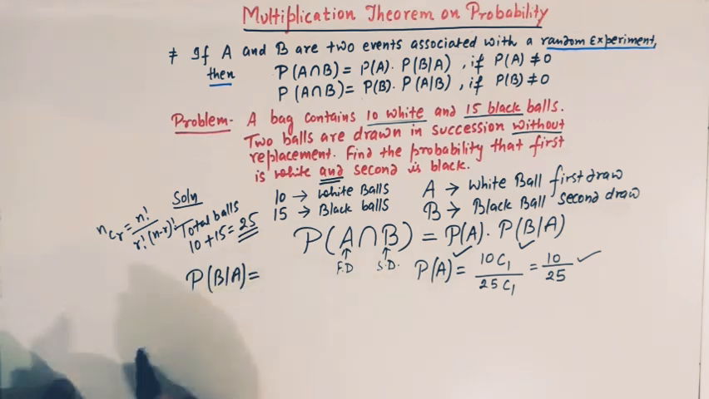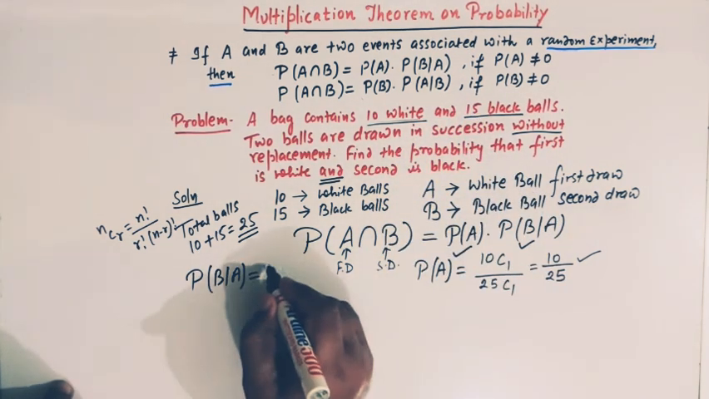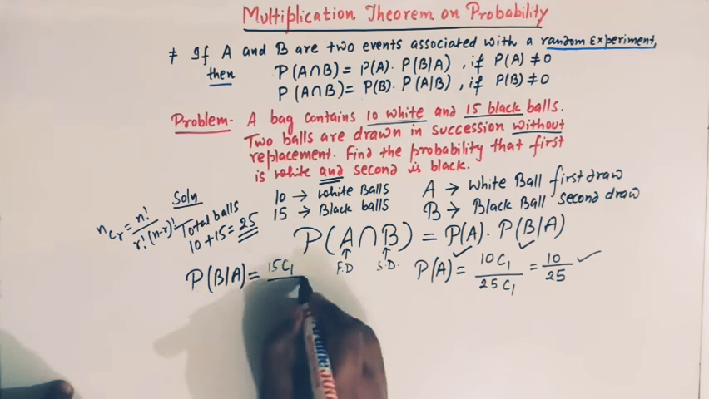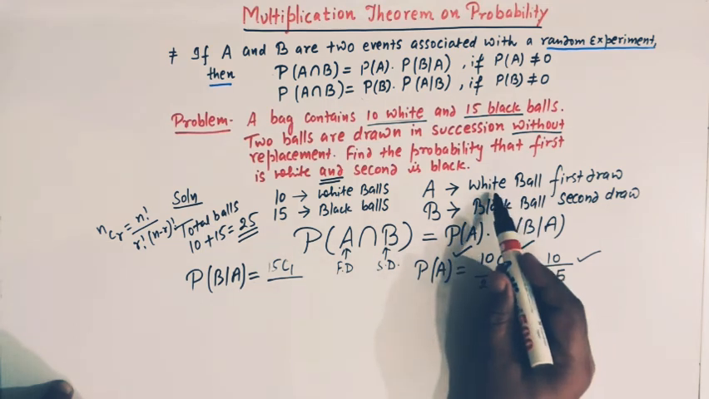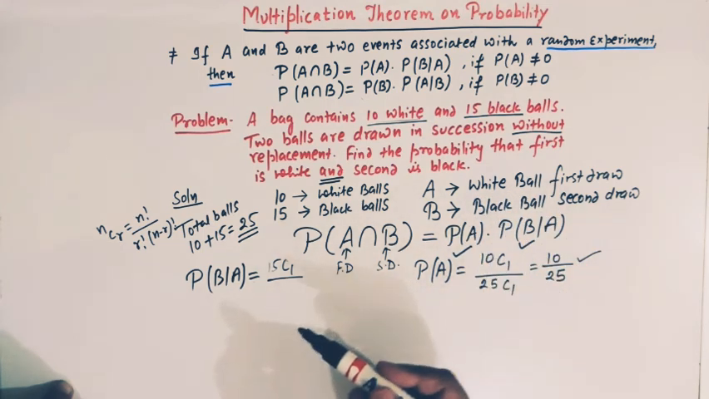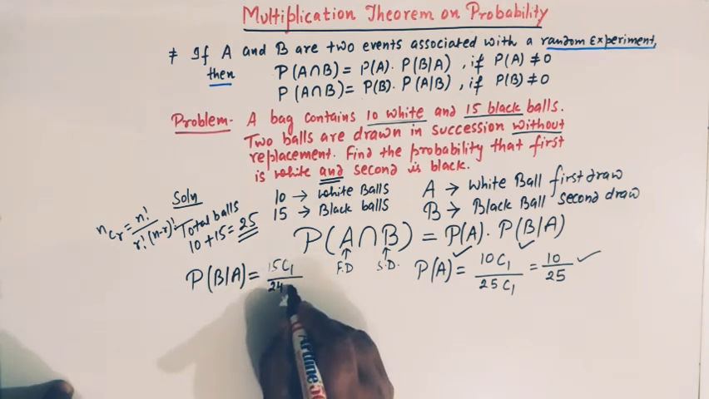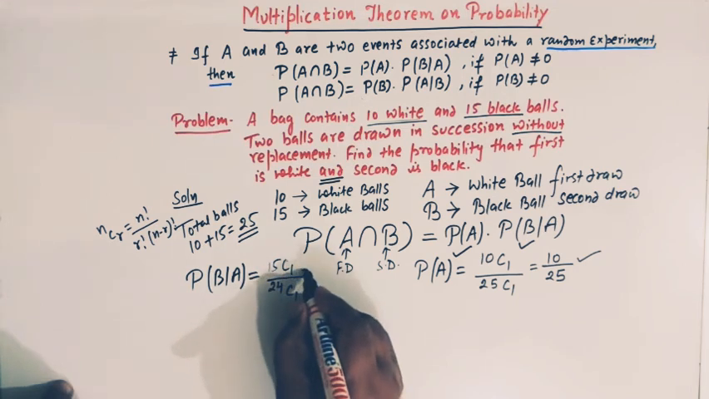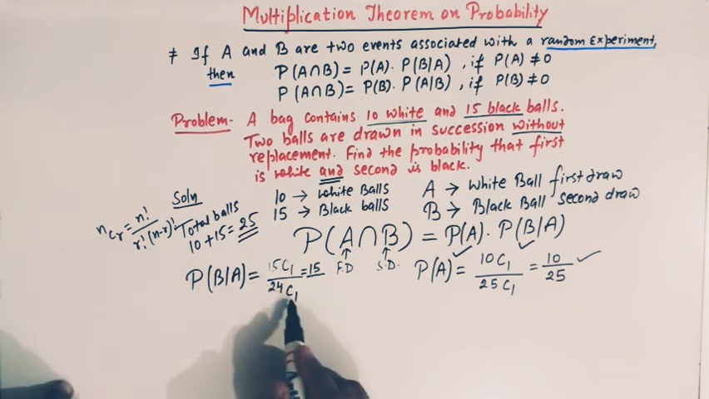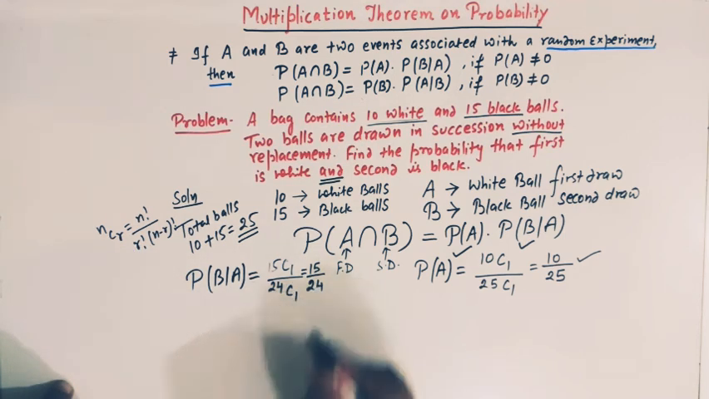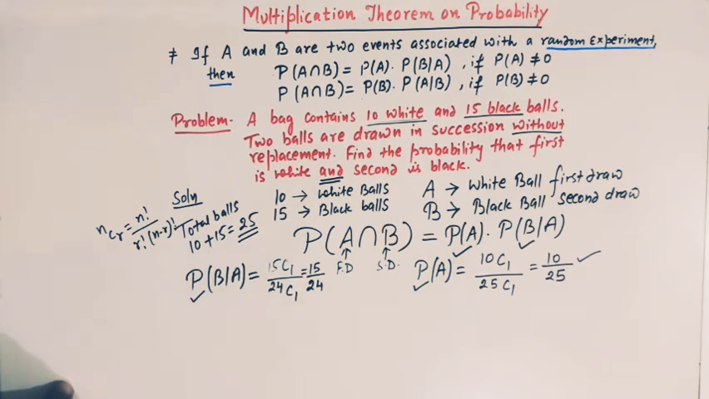So the number of black balls is 15. So this is 15C1, and now we are left with only 24 balls because one white ball has already been drawn, right? So we have 24C1, right? So 15C1 is again simply 15 due to this formula, and 24C1 is simply 24, right? So we have obtained P(A) and P(B|A).